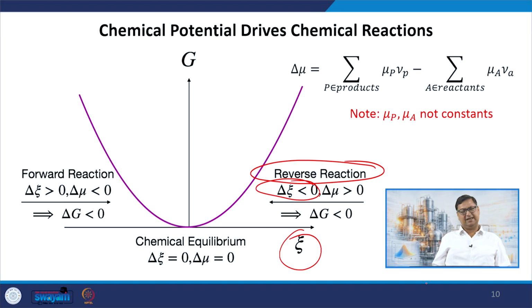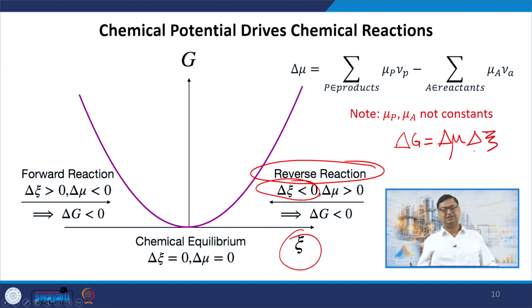In that case, the reaction is going to happen if delta mu is higher than 0. Why is that? Because delta G is defined as delta mu delta zeta. So if, for example, we are having a reverse reaction, then my delta zeta is less than 0, so my delta mu must be greater than 0.